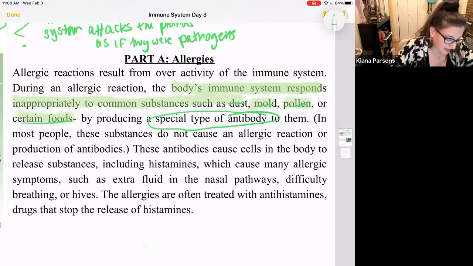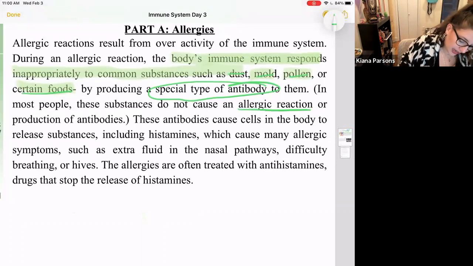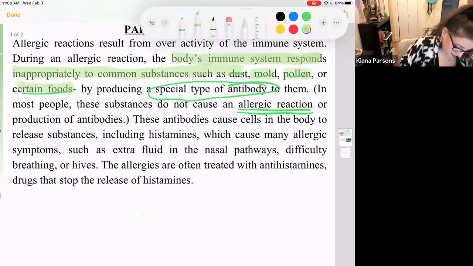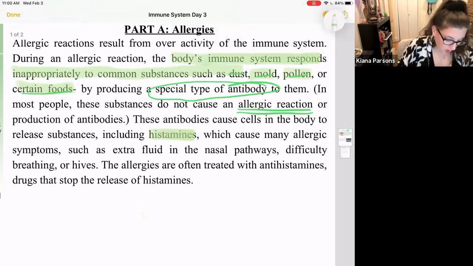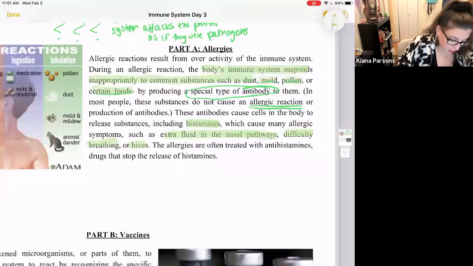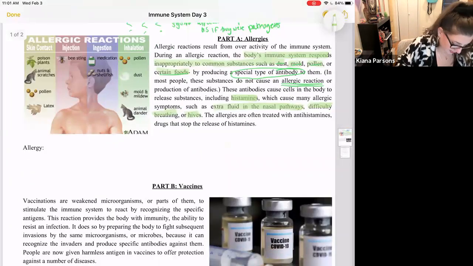In most people, these substances do not cause an allergic reaction or production of antibodies. These antibodies cause the cells to release substances, including histamines, which cause many allergic symptoms, such as extra fluid in the nasal pathways, difficulty breathing, or hives. The allergies are often treated with antihistamines, which are drugs that stop the release of histamines.